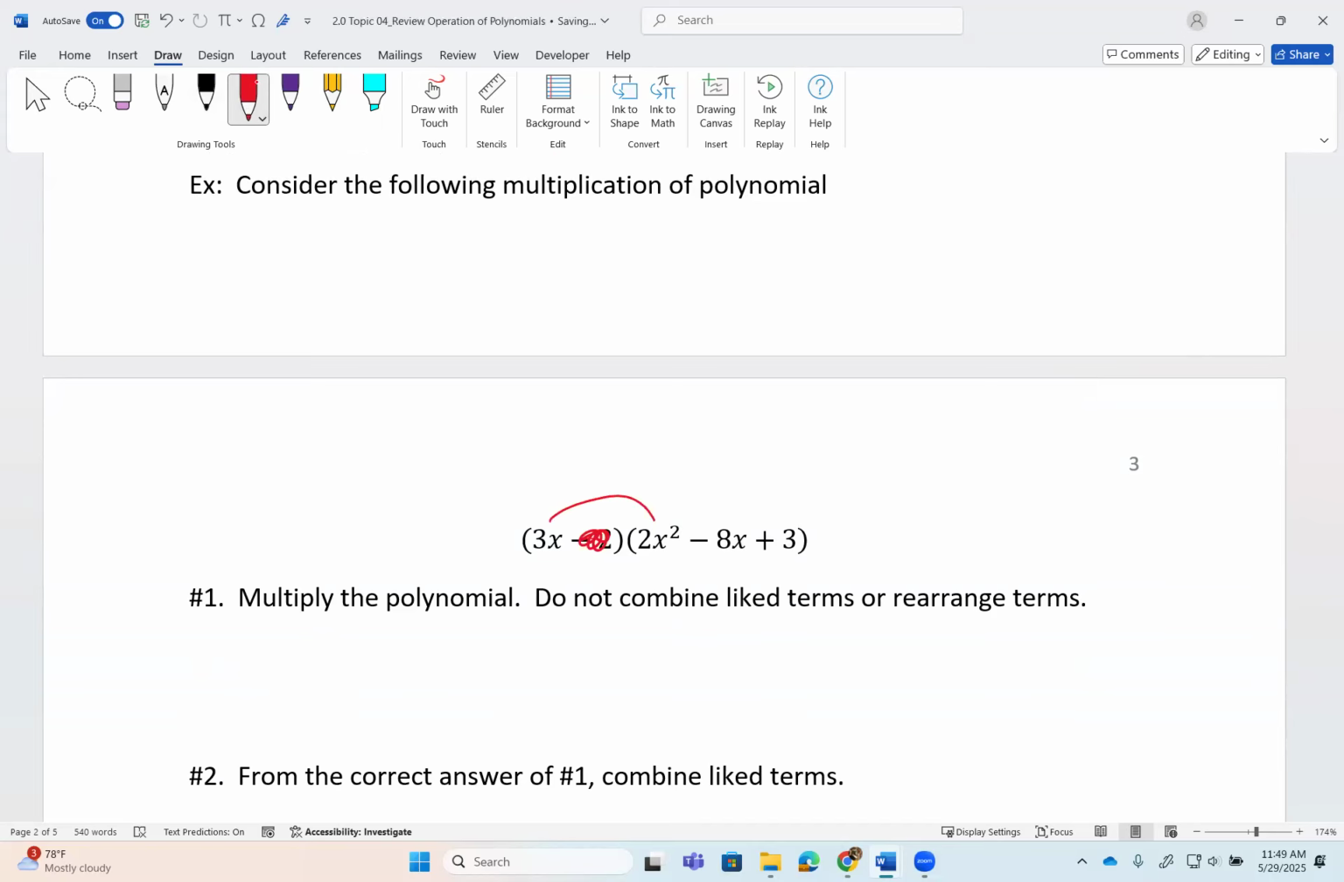So the 3x will do a distribution onto what's in the second parenthesis. And then once I'm done with that, I pretend that the 3x is not there, and then use the -2 to do a distribution, okay? Because both of these terms up front will multiply those 3 terms inside the second parenthesis. So basically that's how we're going to do this, okay?